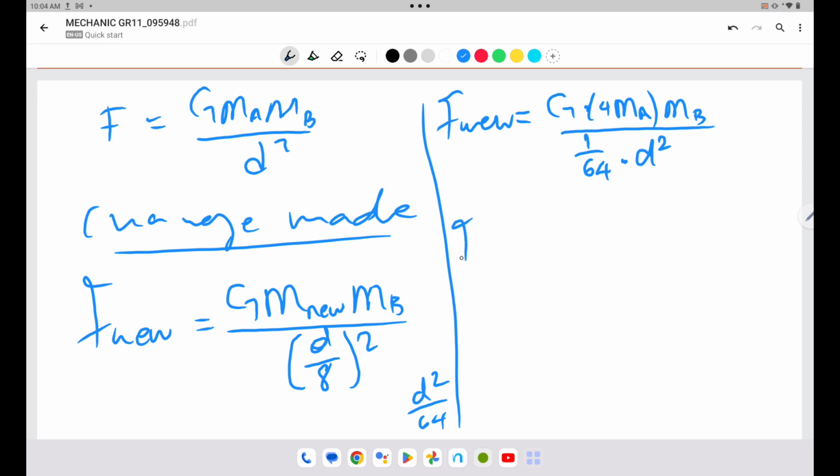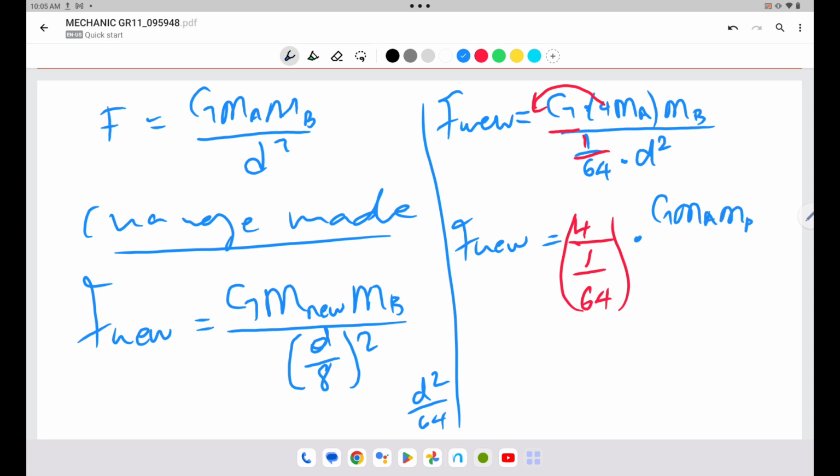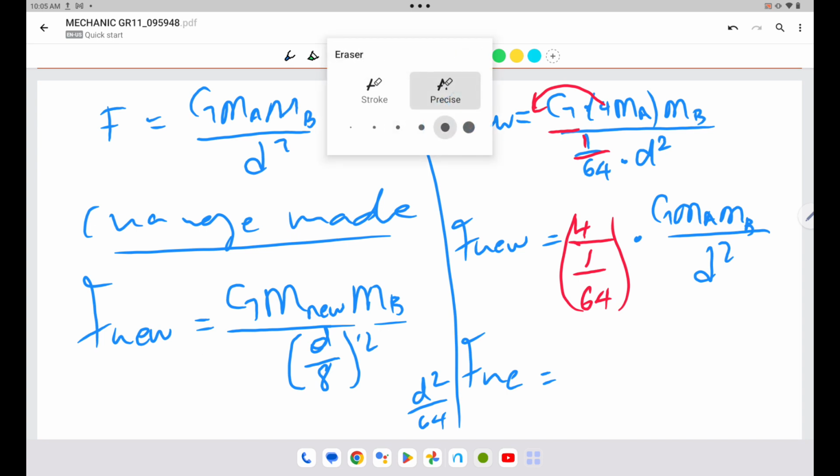So now I'm going to separate the numbers from the variables. I'm going to bring this 4 in the front. So it means I have 4, and then there's that division line, divided by 1, then the division line, and then 64. And then I have multiplied by GMAMB divided by d squared, and this is just simply F. So it means the new force will be equal to, I know sometimes the calculators make mistakes here. And when you press it on your calculator, please make sure that you press it appropriately.